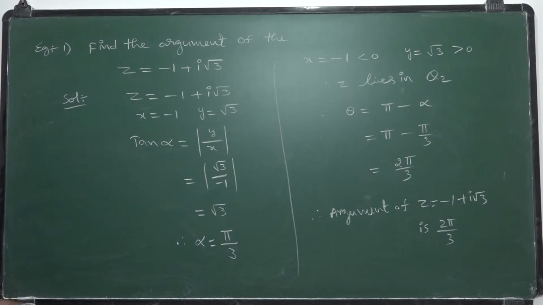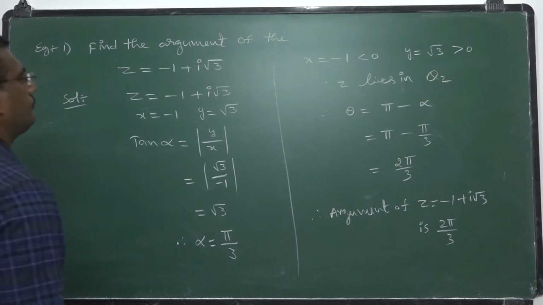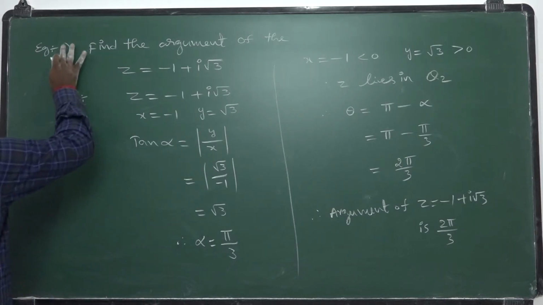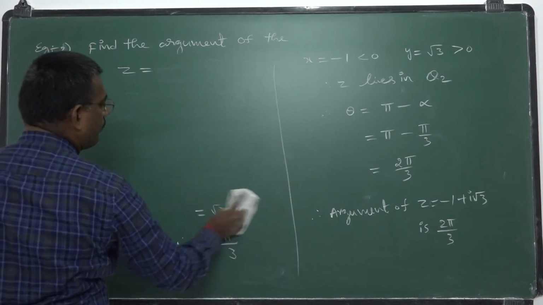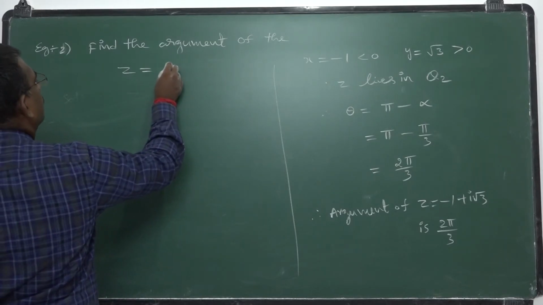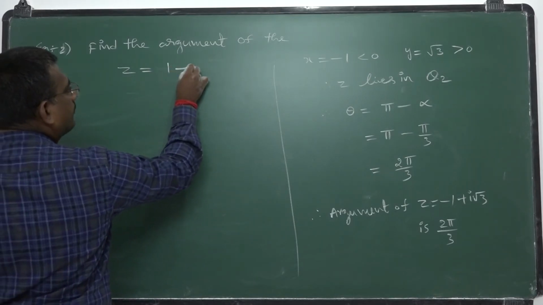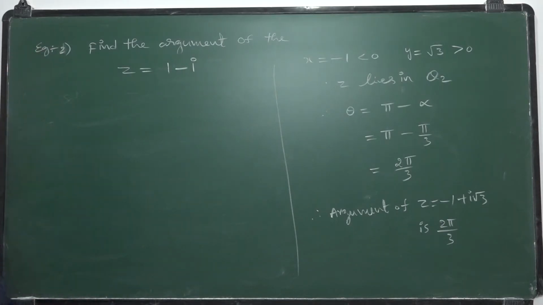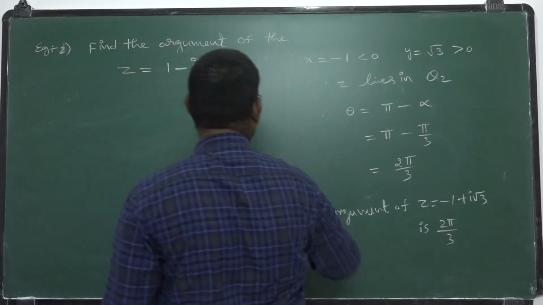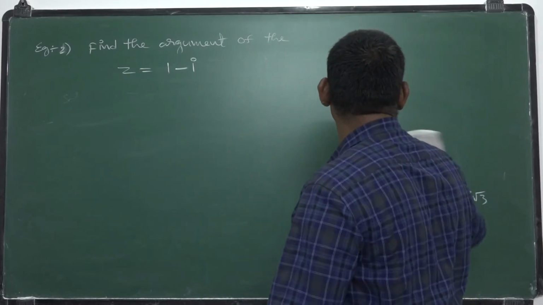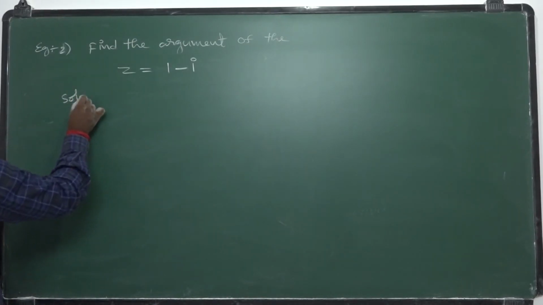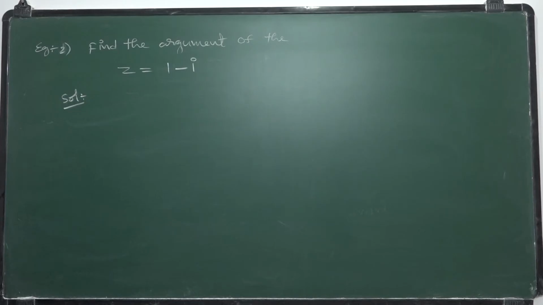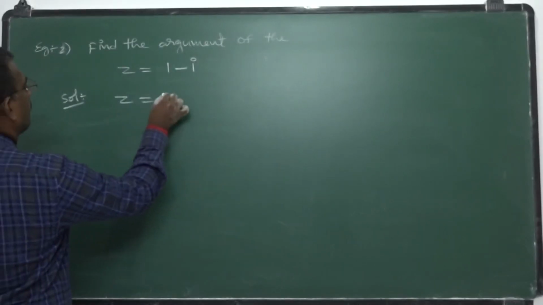Second example. Find the argument of the complex number z equal to 1 minus i. Solution. So the given complex number is 1 minus i.